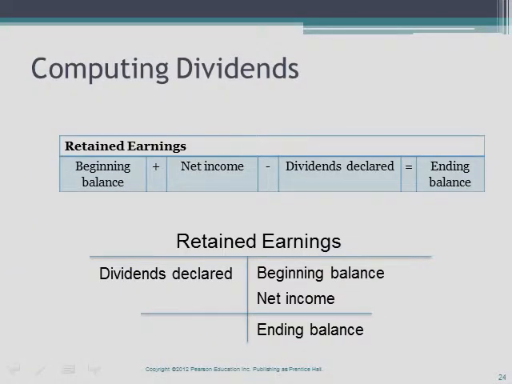Retained earnings can be analyzed to determine the amount of dividends declared. Net income increases retained earnings and can be found on the income statement. Dividends decrease retained earnings. Therefore, you can determine dividends by solving the formula here, or by placing the beginning and ending balances in the T account along with net income.